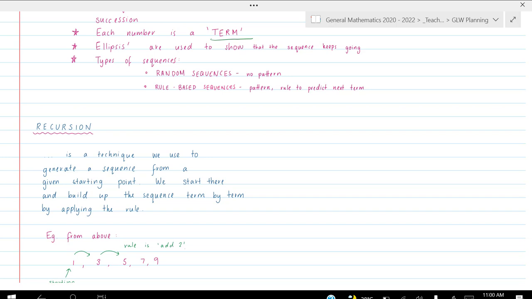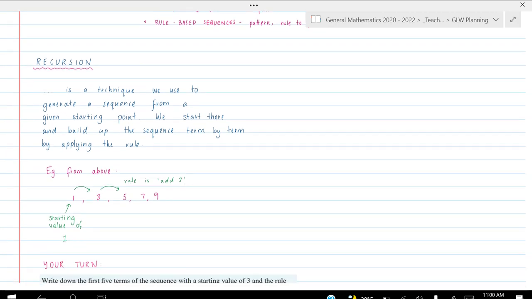So that's the concept or the technique of recursion. You start at the start, you apply the rule to get each number term by term. So from above, that example we had was 1, 3, 5, 7, 9. Our starting value is 1, and then our rule is add 2. So a starting value of 1, we add 2 to get 3. We add 2 to get 5. We add 2 to get 7. So you can see how it happens term by term.